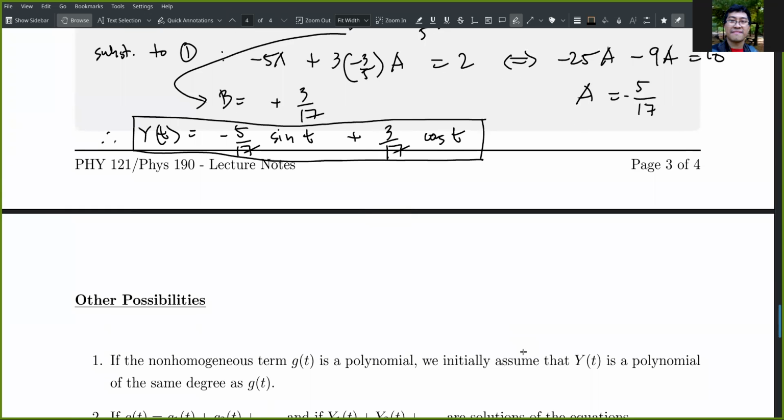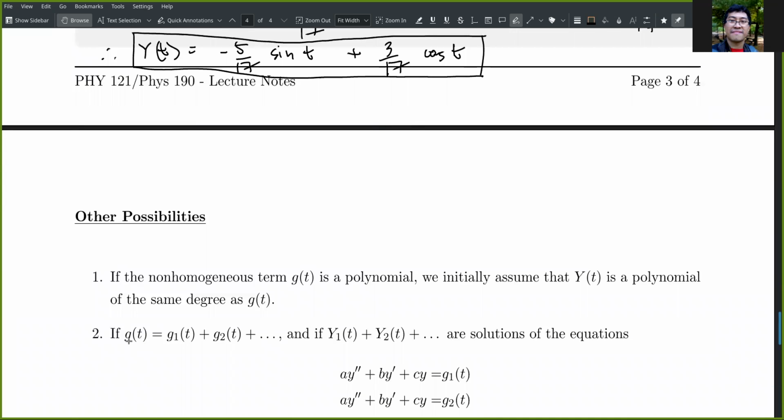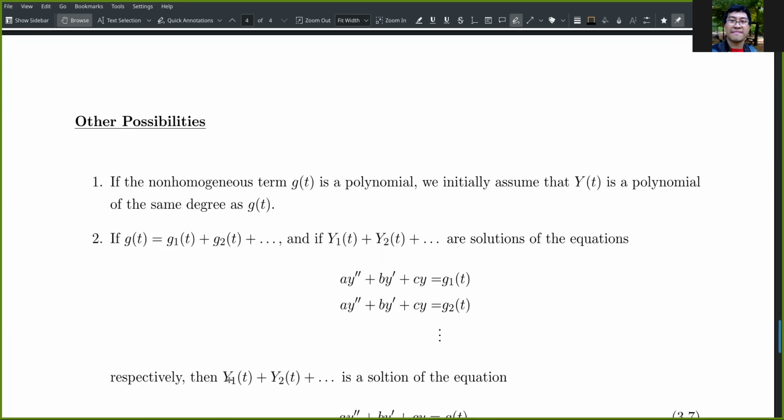Let's talk about other possibilities. Say if the non-homogeneous term is a polynomial, we assume y(t) is a polynomial of the same degree. If you have g, which can be written as a combination of different functions, and it is easy to find individual particular solutions corresponding to equations where the non-homogeneous term is one of the terms in the sum, say y1 is the solution where the non-homogeneous term is g1, y2 is when the non-homogeneous term is g2, and so on, then the sum, capital Y1 plus Y2 and so on, is a solution.